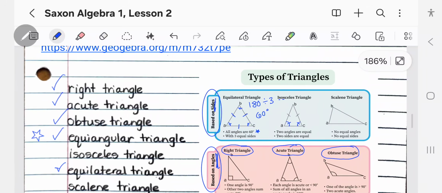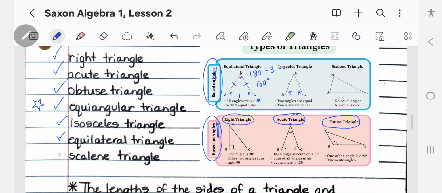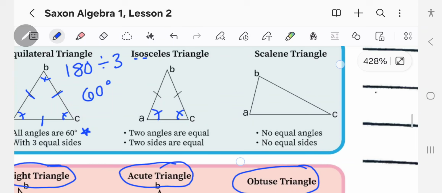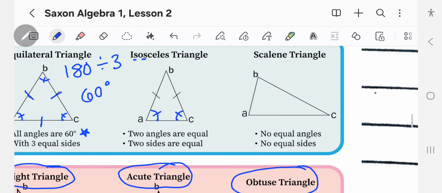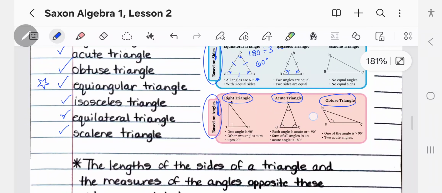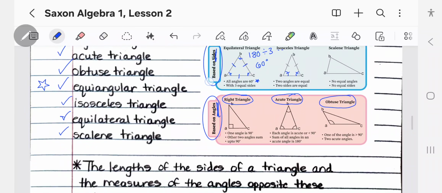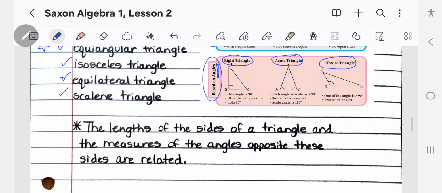Another term that you have here, we talked about isosceles, is scalene. Scalene means that none of the angles are equal and none of the sides are equal, okay? And so that's the last term describing triangles. Now, I've got another note here. The lengths of the sides of a triangle and the measures of the angles opposite of these sides are related. And we saw that in GeoGebra, and I encourage you to try to play around with those a little bit and see what you can learn, just by manipulating those sides and angles.